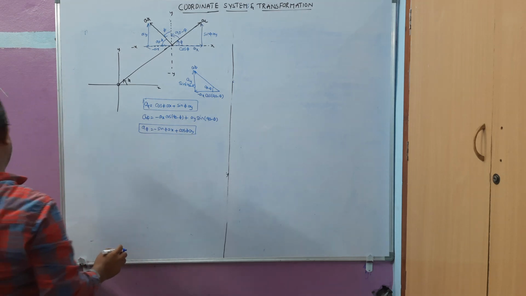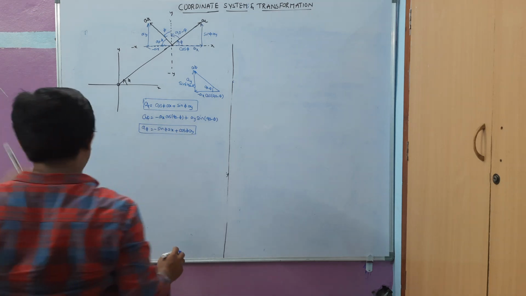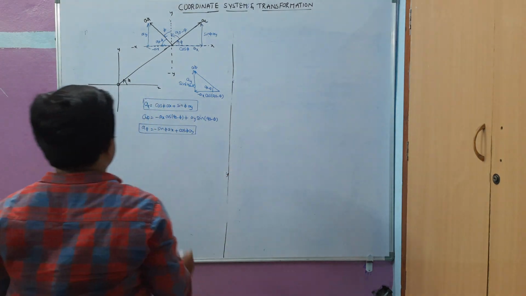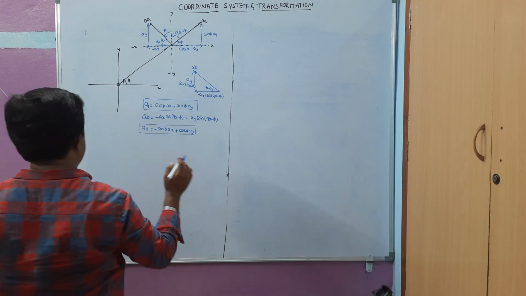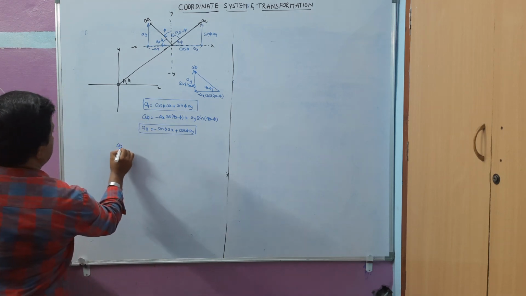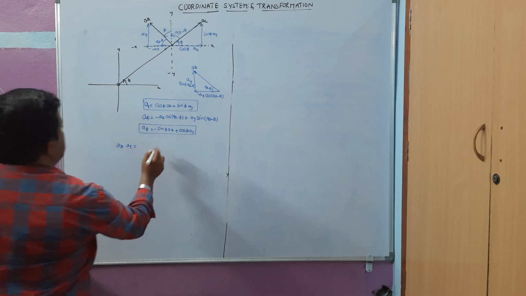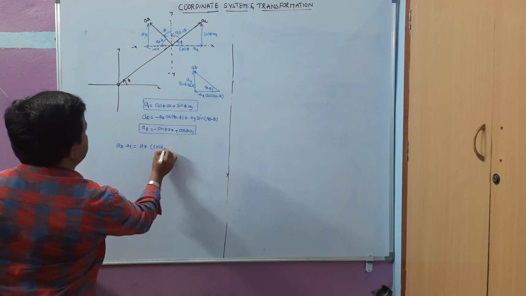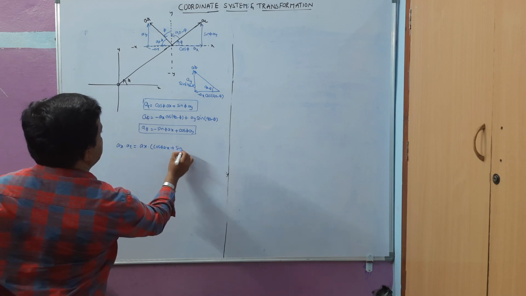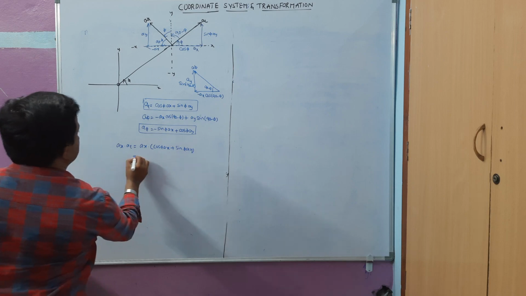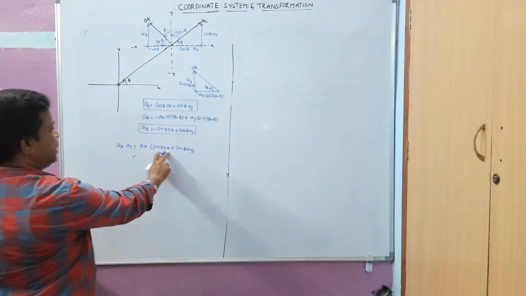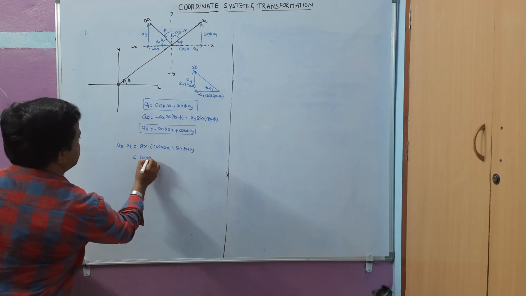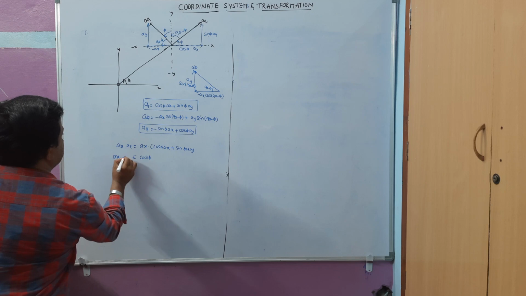These are the two unit vectors we have got, a rho and a phi. Now what I have to do? I have to take the dot products, four dot products: ax dot a rho and ay dot a rho, ax dot a phi and ay dot a phi. ax dot a rho is cos phi ax plus sin phi ay. The dot product of ax dot ax is 1, ax dot ay is 0. So I can write here cos phi, that is ax dot a rho.